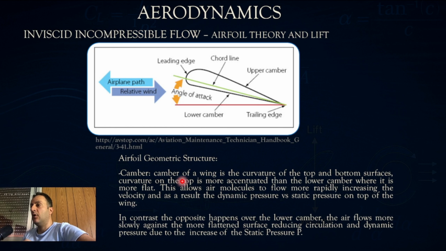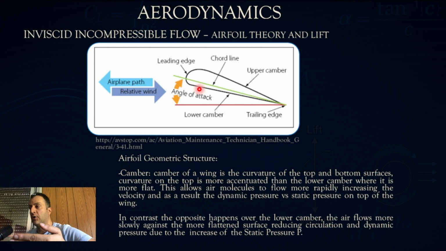So the camber of a wing is the curvature of the top and bottom surfaces. Curvature on the top is more accentuated, meaning it's more curved than the lower camber, which is more flat. This allows air molecules to flow more rapidly on the upper camber, increasing the velocity and, as a result, increasing the dynamic pressure versus the static pressure, which is higher at the bottom of the wing. In contrast, the opposite happens over the lower camber.